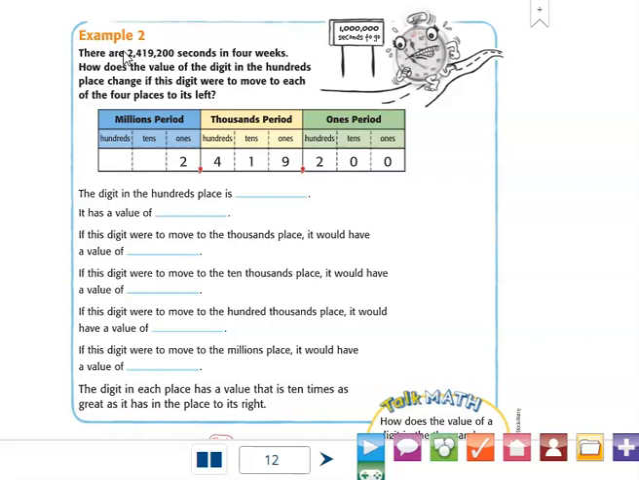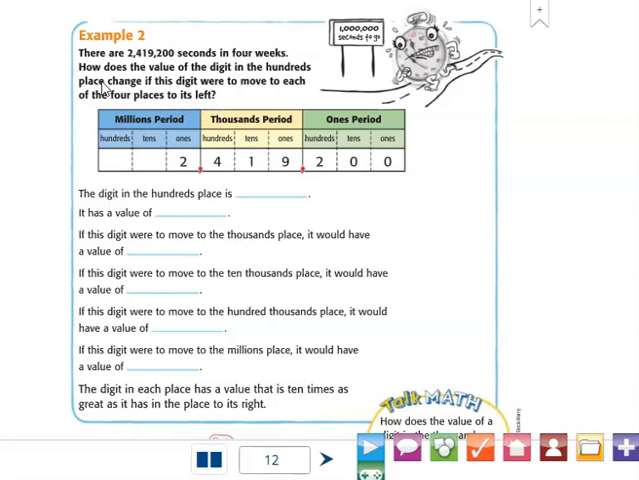Okay, we've got example 2. Now we're going out to the millions period. So we've got our ones period, thousands, and millions. And you'll see that there are 2 commas in our place value chart. Okay, there are 2,419,200 seconds in 4 weeks. How does the value of the digit in the hundredths place change if this digit were to move to each of the 4 places to its left?